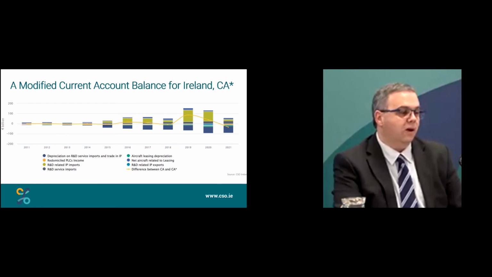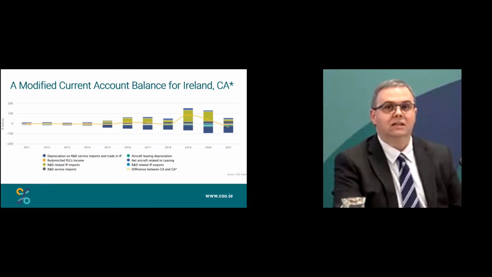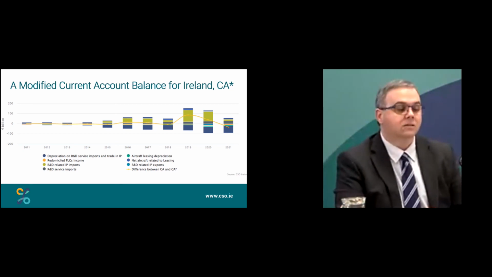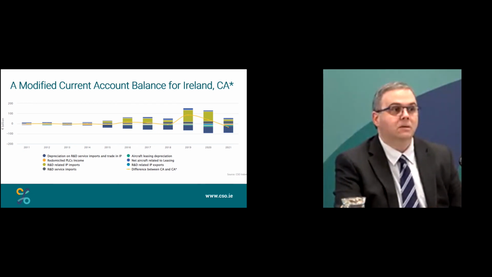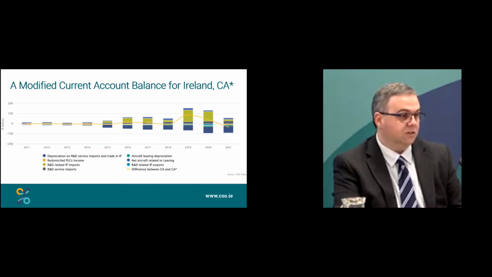Just to look a bit more closely at the adjustments we make to move from the current account balance to CA star, we can see quite a large volatility in the line, which is the difference between the two measures. But you can see that this volatility mirrors the volatility in the current account series itself, and that it's largely driven by the R&D related IP import section of the adjustment.